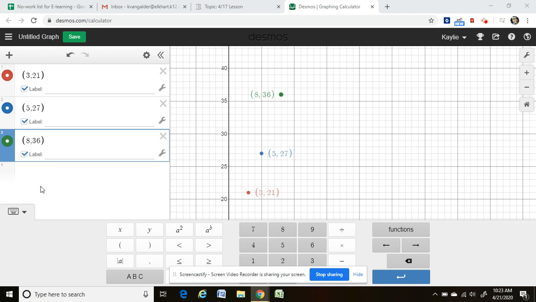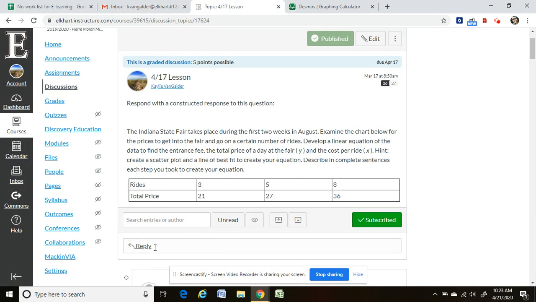All right, so here's how we're going to do this in Desmos. If I look back, these are my coordinates I have right here. Now, you have to know what's the independent and what's the dependent variable. Does rides depend on how much I paid, or does how much I paid depend on rides? So this is the dependent variable, because it only makes sense that the price depends on how many times I made a trip to the rides. So this is my y, this is my x.